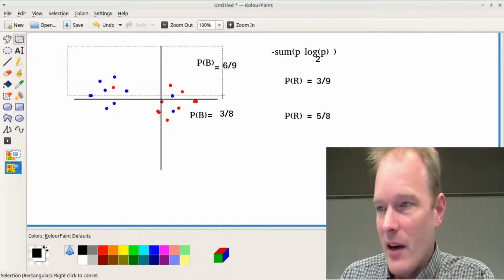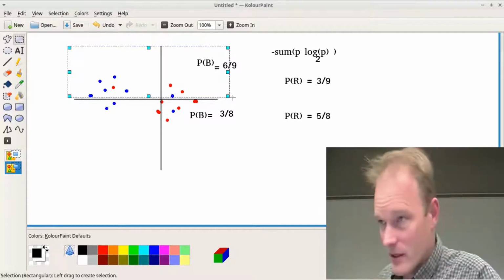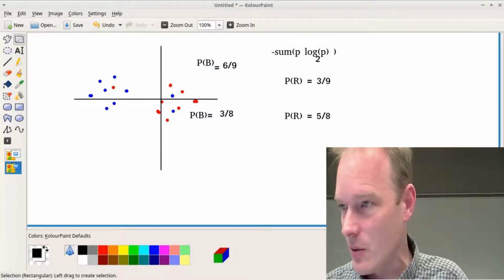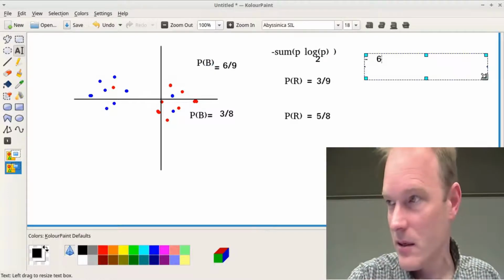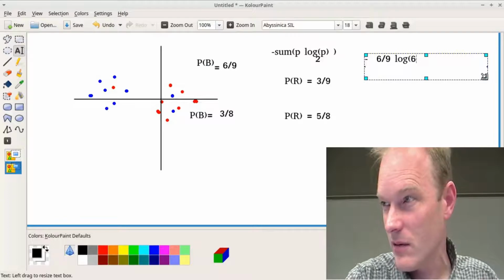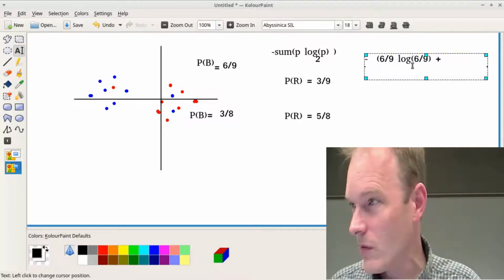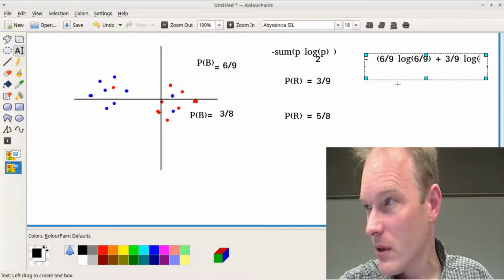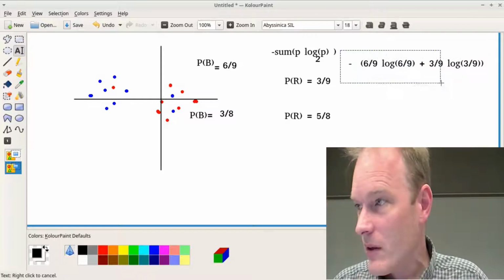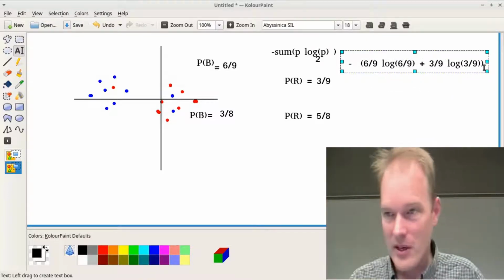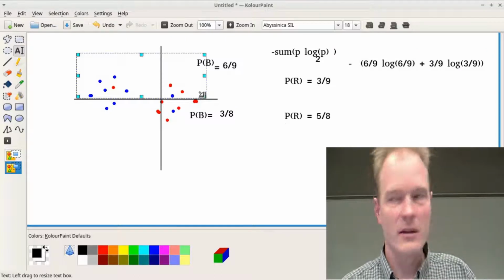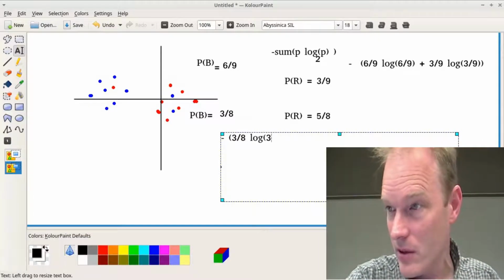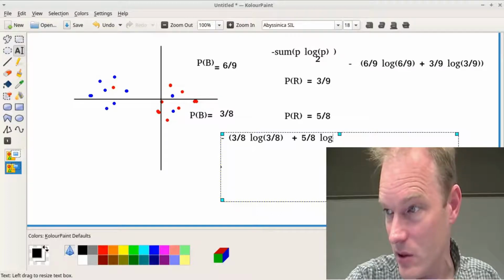We can calculate the entropy on this half of the division as being, we're going to sum over all the possible categories in our labels. And so we'll say it's minus 6 out of 9 times the log of 6 out of 9 plus, and now we're going to sum also over the red ones, which are 3 out of 9 times the logarithm of 3 out of 9, close parenthesis. This whole thing evaluates to the entropy on this side of the division. And we could do the same thing down here. In fact, let's just do it really fast. Minus 3 out of 8 times the log base 2 of 3 out of 8 plus 5 out of 8 times the log base 2 of 5 out of 8.